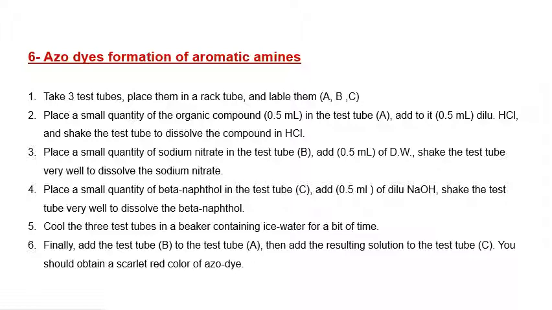Finally, we add test tube B to test tube A, then we add the resulting solution to test tube C. So you have to pay attention to this point. You do not mix C and A and then add them to B. We need to get the reaction done first between A and B, and then we react the produced molecules with compound C, test tube C. So you should obtain a scarlet red color of azo dye.